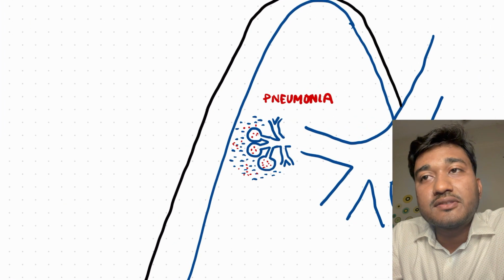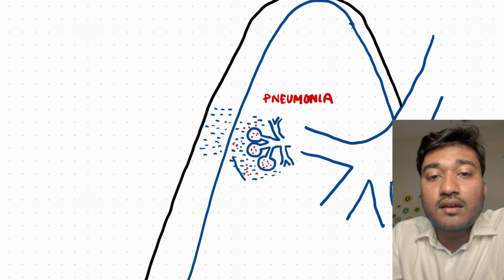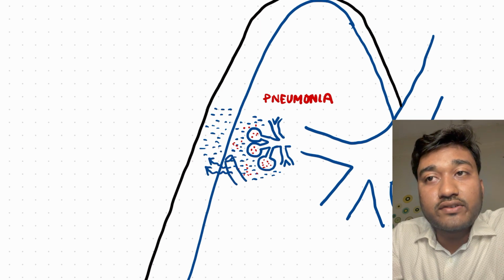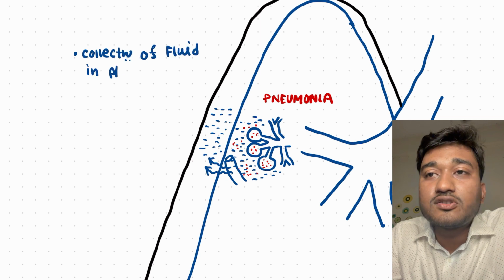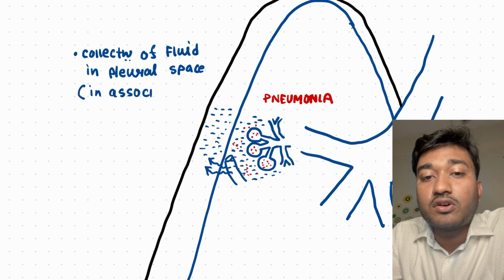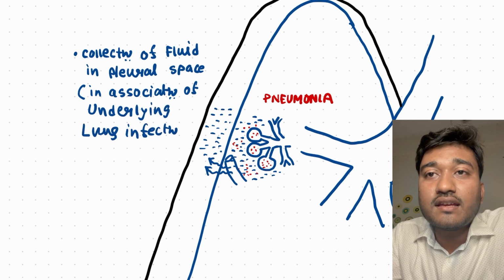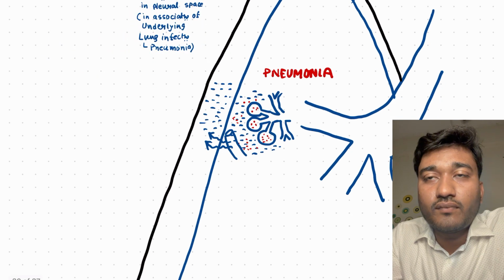If the pneumonia is present in the subpleural space, just beneath the pleura, then because of this inflammation and local cytokine release, there is dilatation of blood vessels in the subpleural space and collection of fluid within the pleural space. It happens in association with an underlying lung infection, that is pneumonia, so we call it parapneumonic pleural effusion.